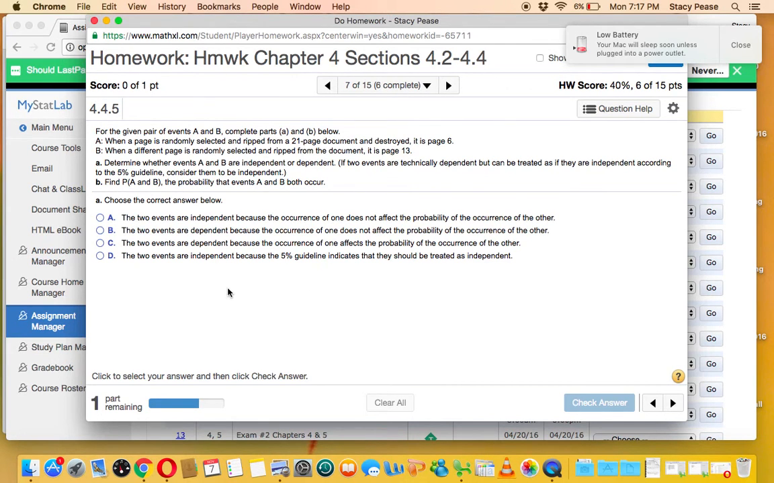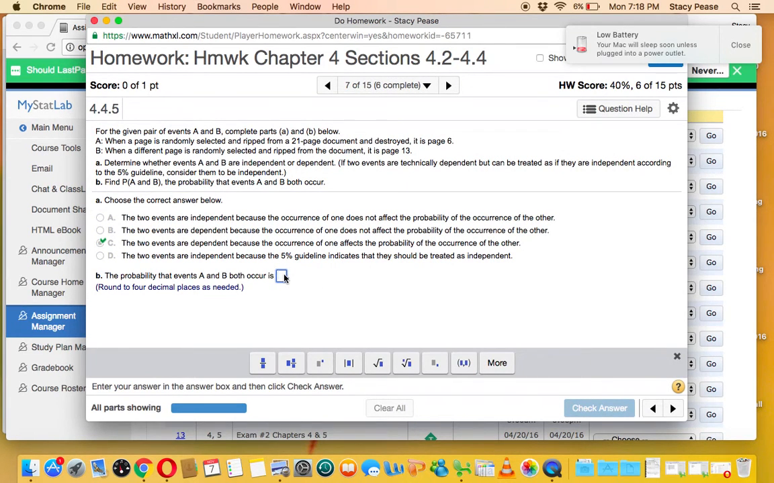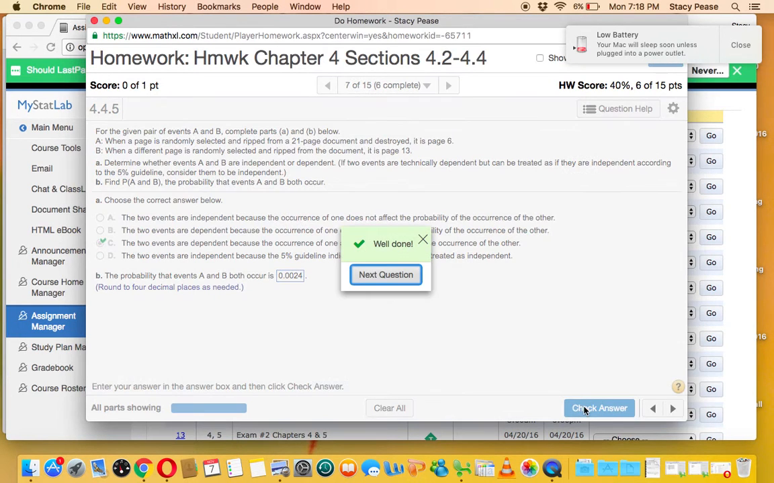What we just figured out is part B. And as we just discussed, the events do have an impact on one another, because we needed to make an adjustment to figure out part B based on what happened in event A. So now let's go ahead and answer the questions. For part A, we're going to say that the two events are dependent because the occurrence of one affects the probability of the other, which we just saw. Great. And now the probability of them both occurring should be, round to 4 decimal places. Okay, so that's how you solve this question.